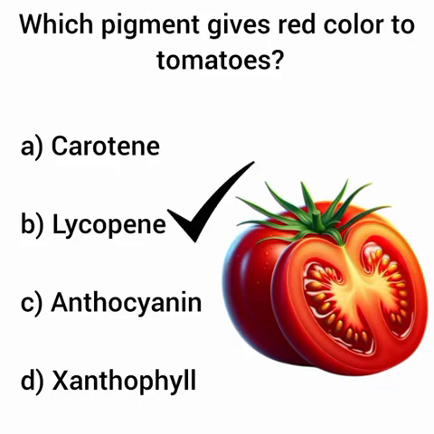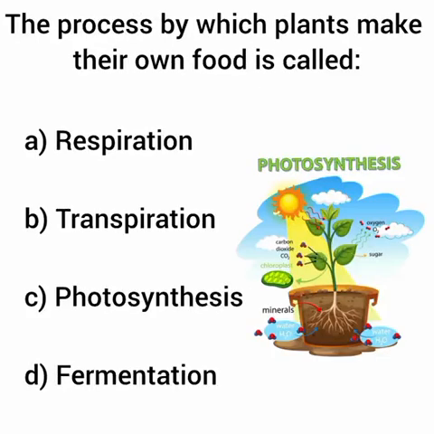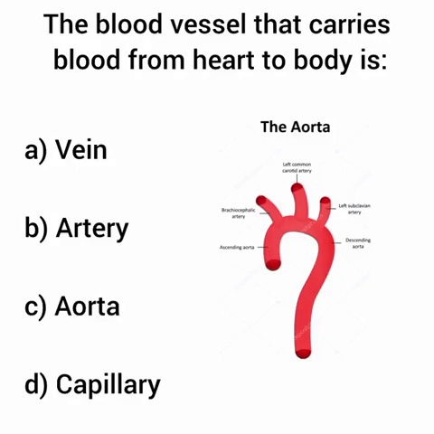Answer B. Lycopene. Which animal is known as the flying mammal? Answer A. Bat. The process by which plants make their own food is called. Answer C. Photosynthesis. The blood vessel that carries blood from heart to body is.